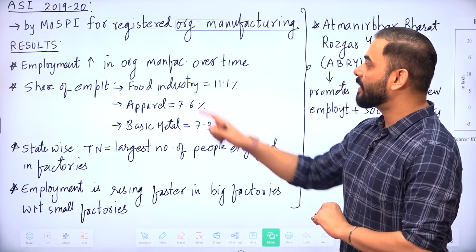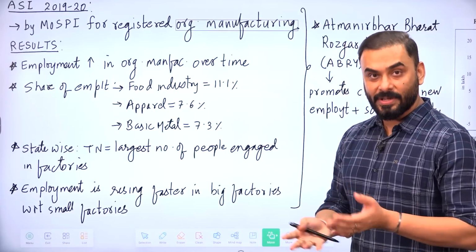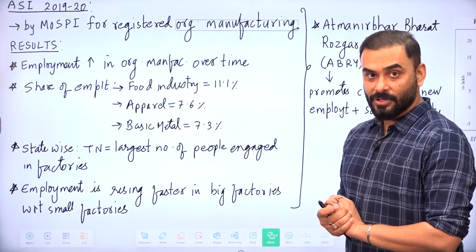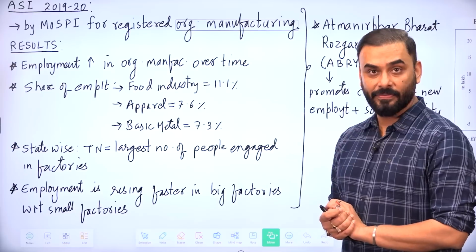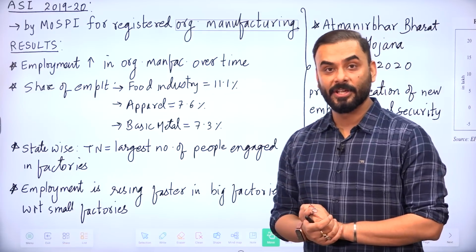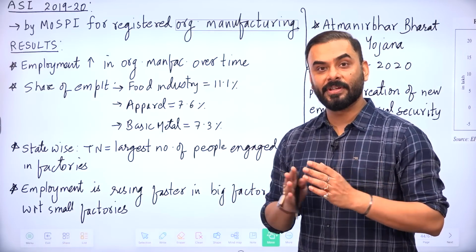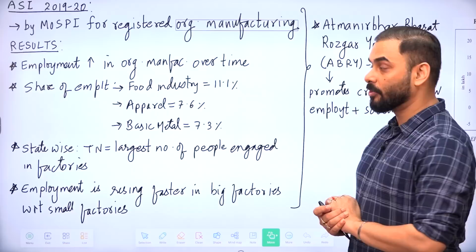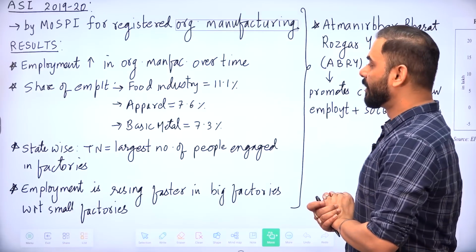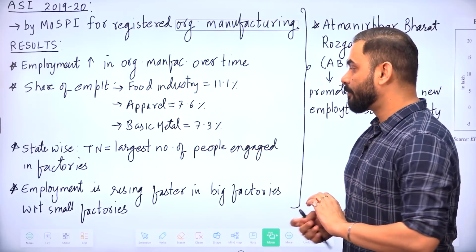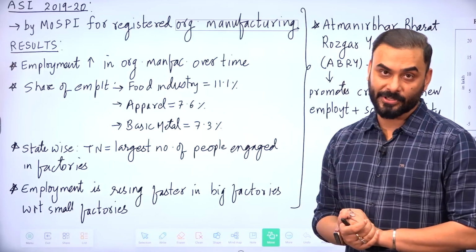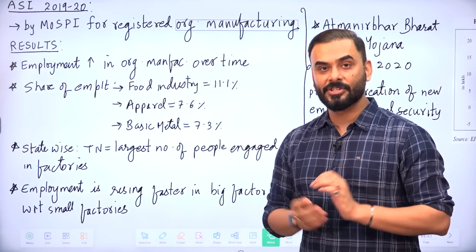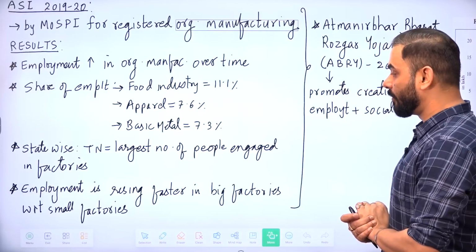So the economic survey says that employment in organized manufacturing has increased over a period of time. In organized manufacturing, what is the contribution by the food processing industry? 11.1%. So out of the total organized manufacturing in India, the food processing industry gives employment to 11.1% of people, which is more than 10%. Apparel industry, clothing, 7.6%, and basic metals 7.3%. If you look at the state-wise data, Tamil Nadu is the number one state in terms of organized manufacturing employment generation.